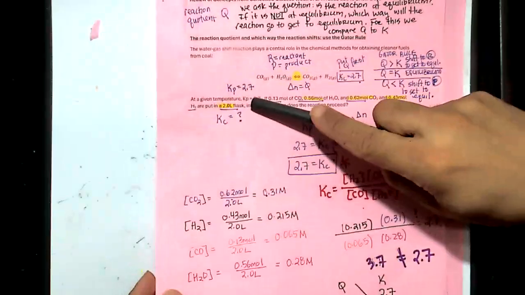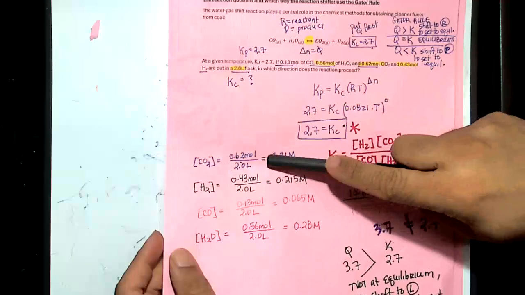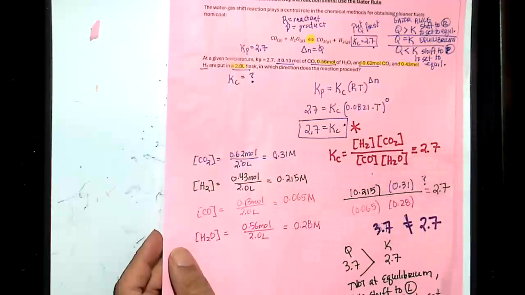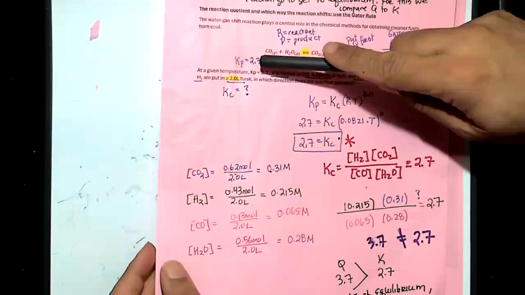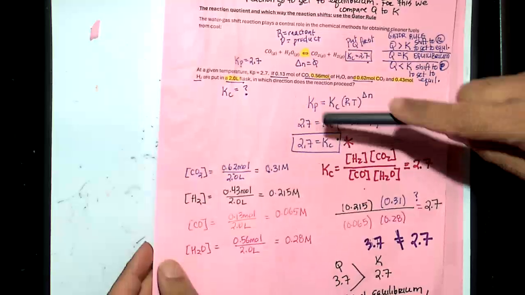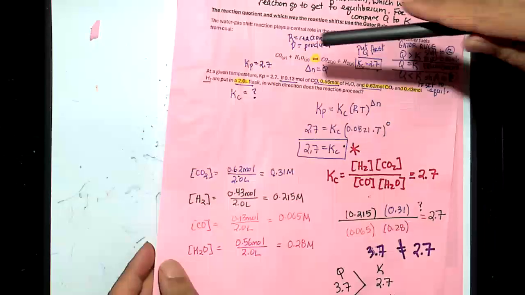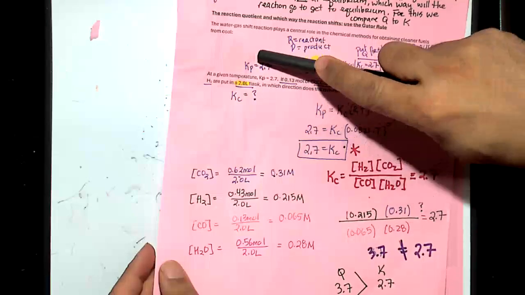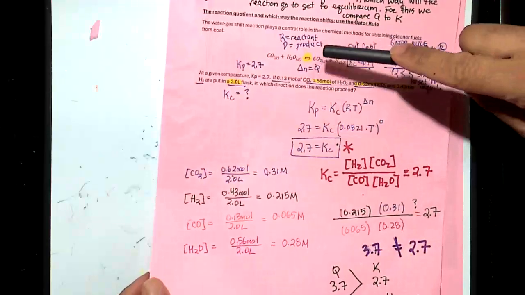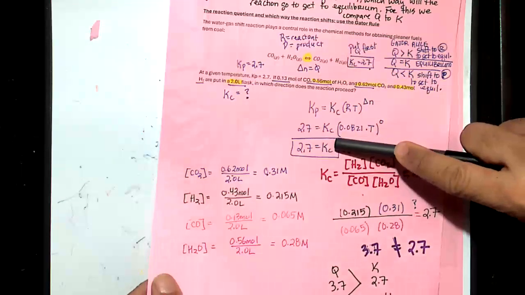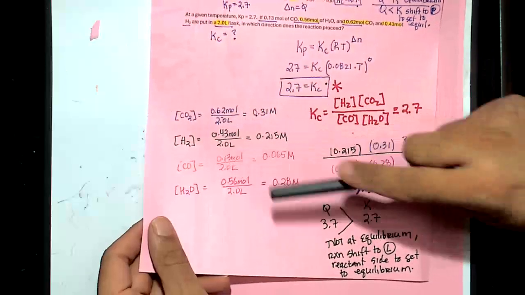These are concentrations. The P in Kp stands for pressure. And these are concentrations; we had to calculate the concentrations going moles over liter. It just happens to be that Kp, the equilibrium constant in terms of pressure, is equal to the equilibrium constant in terms of concentration, which is 2.7. They're not equal because these are not the equilibrium concentrations.